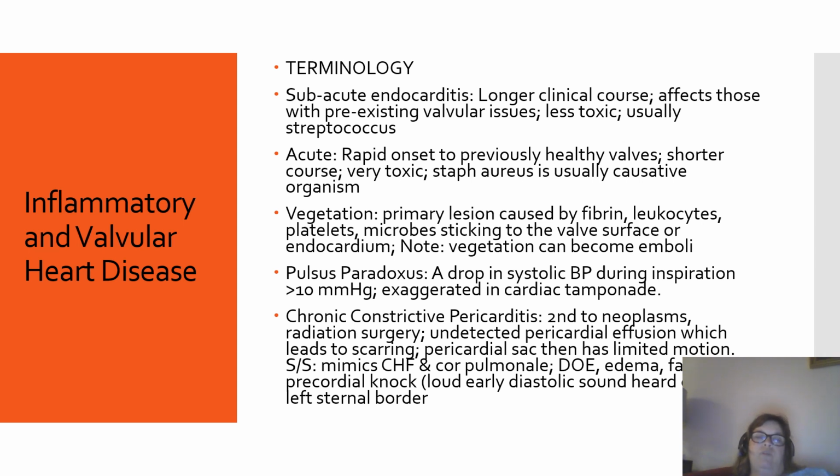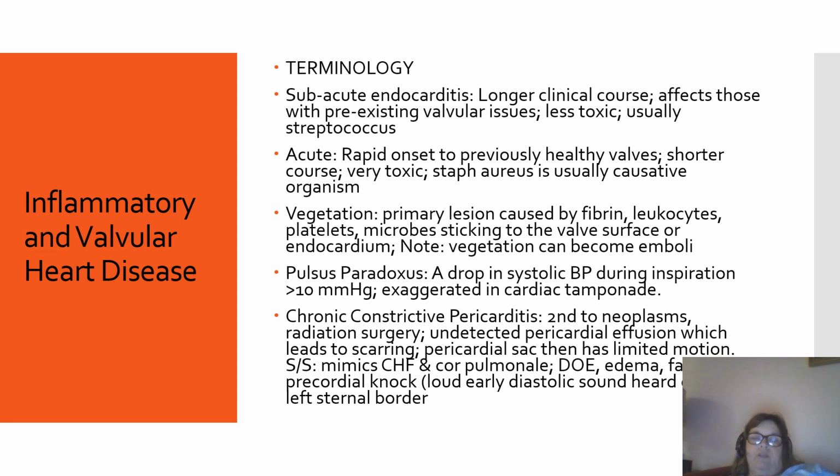Vegetation is how it's described when there's a primary lesion caused by fibrin, leukocytes, platelets, and microorganisms sticking to the valve surface or endocardium. Vegetation, it is important to know, can become emboli. Pulsus paradoxus is a drop in the systolic blood pressure during inspiration of greater than 10 millimeters of mercury. It's exaggerated in cardiac tamponade.